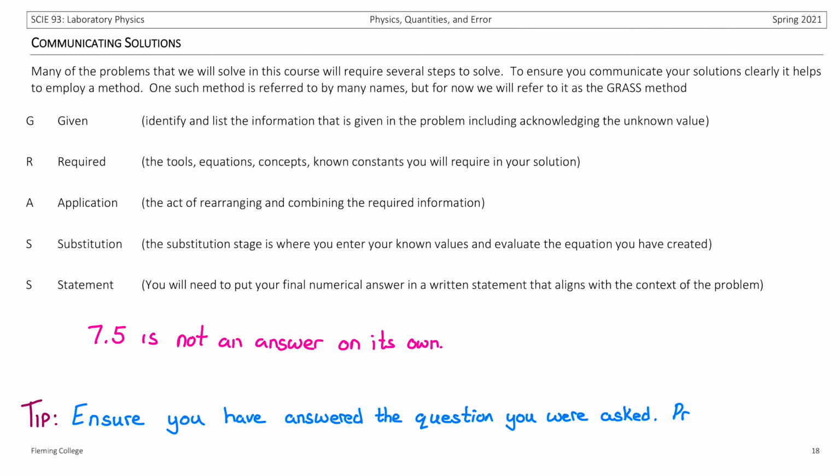One of the biggest tips I can give you here is that every time you complete a problem, you need to ensure you have answered the question you were asked. So sometimes you're not just asked what is the acceleration or the distance or the force, you're asked if some consequence will occur. So you determine what value that means you need to calculate, but you also need to answer the question by saying either yes, the consequence will happen, and you need to provide reasoning for why you think the consequence will happen based on the results of your calculation.